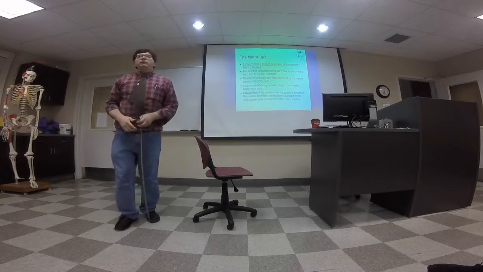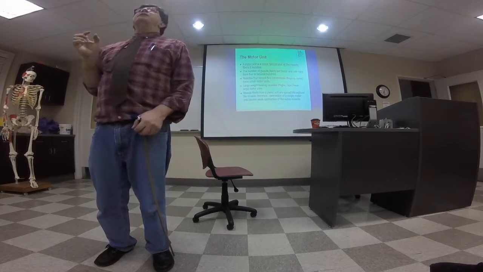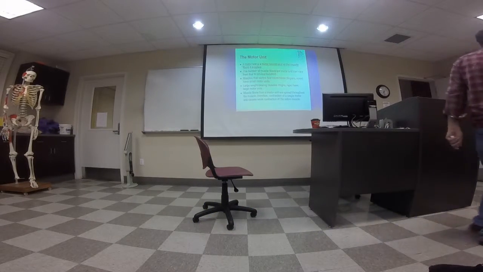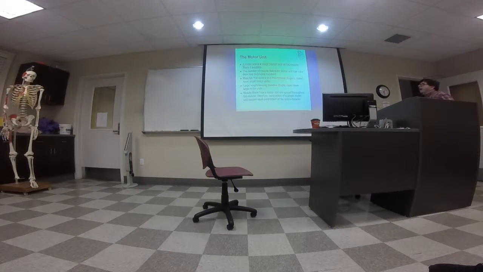Earlier we talked about, without using the term specifically, we talked about motor units. A motor unit is a motor neuron and all the muscle fibers it supplies. Okay? The number of muscle fibers per motor unit can vary from 4 to several hundred.